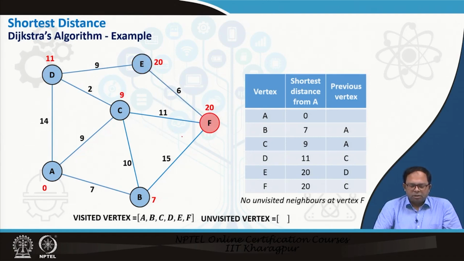And finally, at F there is no more shortest path to go. If there are no more new vertices or unvisited neighbors, we end over here, and that's the end of this particular algorithm. So we are able to determine all the shortest paths over here.